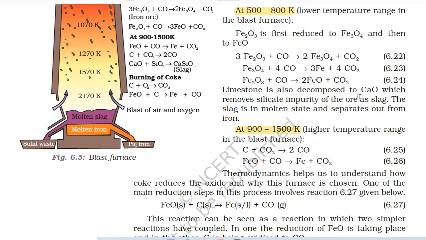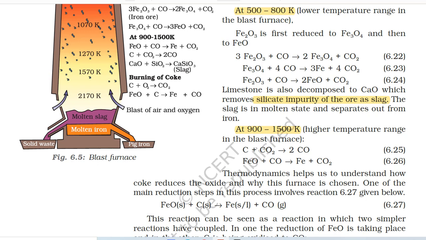Limestone is also decomposed to calcium oxide, which removes silicate impurity of the ore as slag. The slag is in molten state and separates out from iron. At 900 to 1500 Kelvin, the higher temperature range in the blast furnace, carbon plus carbon dioxide gives 2 carbon monoxide. FeO plus carbon monoxide gives Fe plus CO2. Thermodynamics helps us to understand how coke reduces the oxide and why this furnace is chosen.